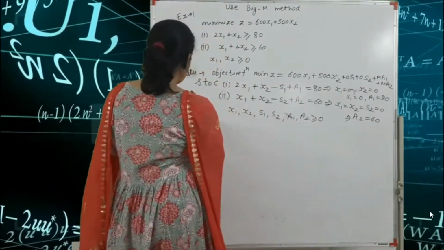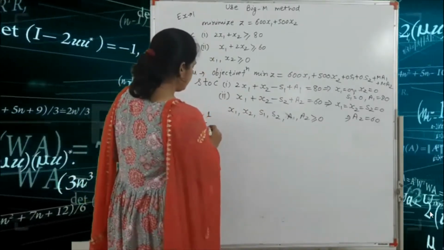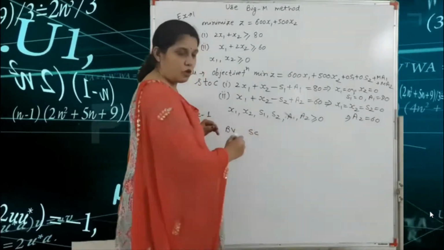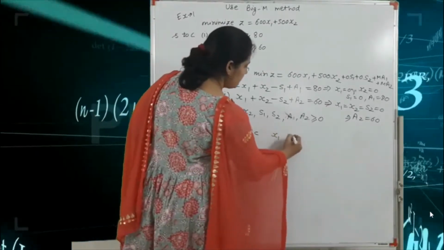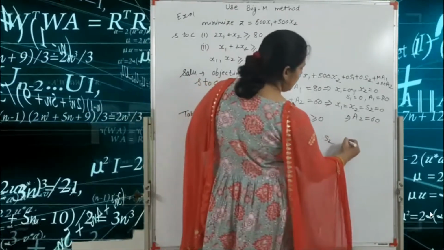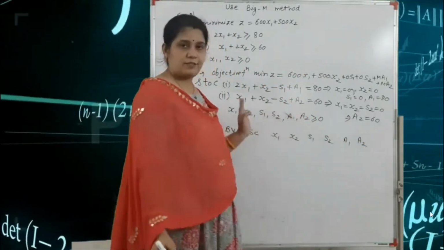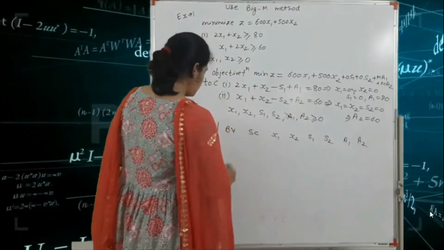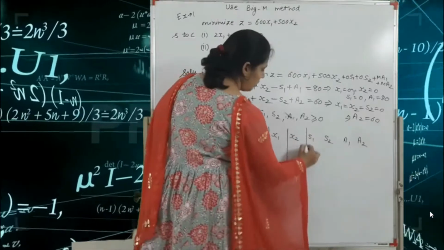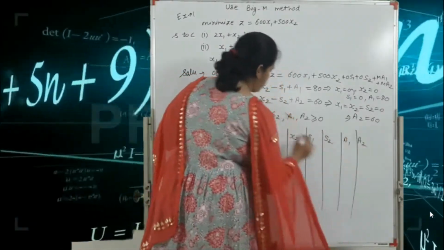Got it? So let's start table 1. Table 1 has the columns Cj, basic variable, solution constant, x1, x2, s1, s2, a1 and a2. We write all these values here. So first we mark the table number 1, the initial table.